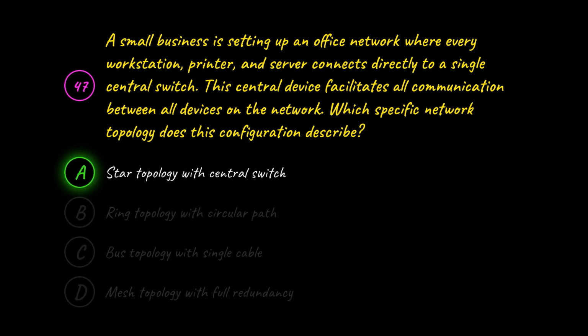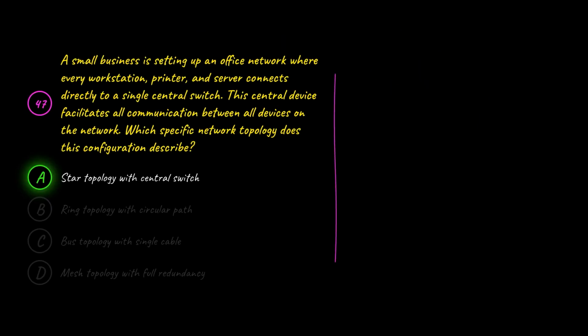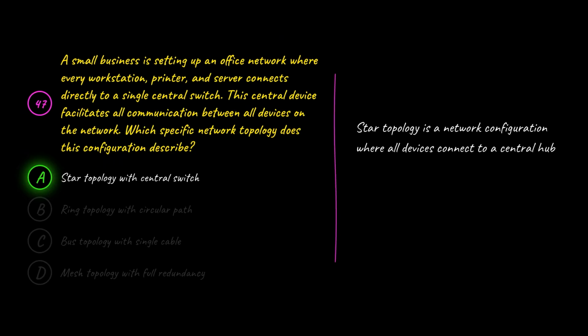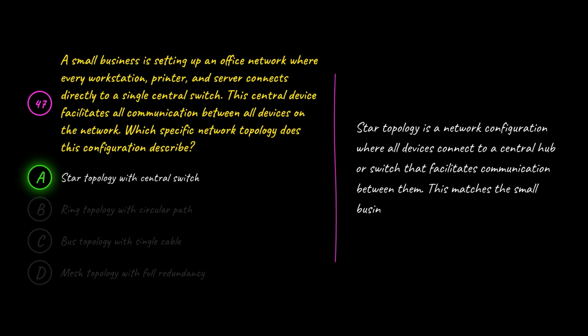The correct answer is A. Star topology with central switch. A is correct because star topology is a network configuration where all devices connect to a central hub or switch that facilitates communication between them. This matches the small business network setup exactly as described in the scenario.